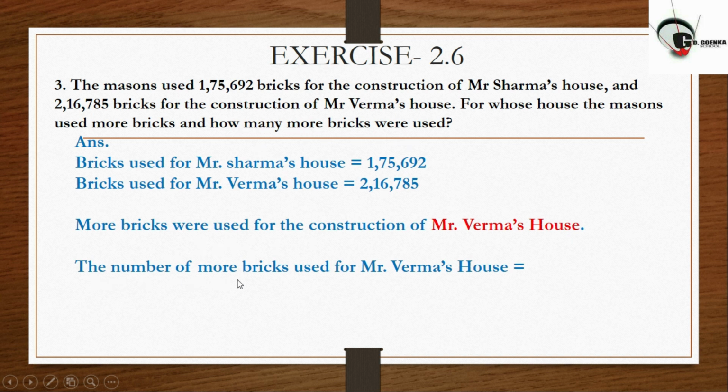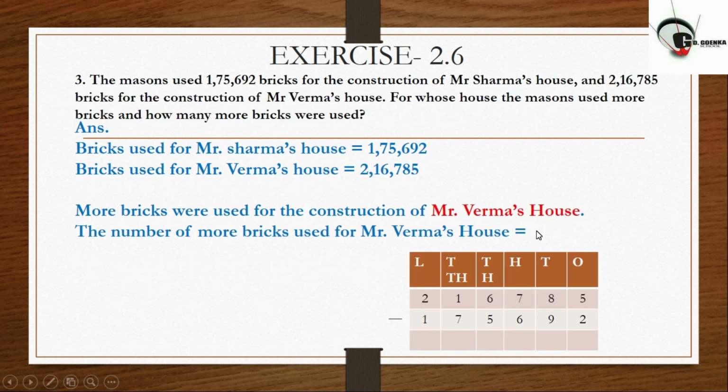So the number of more bricks used for Mr. Verma's house, we need to check. For that we need to subtract this from here, we need to subtract from the right hand side, and we will get the answer as 41,093. That means 41,093 more bricks were used to build Mr. Verma's house.